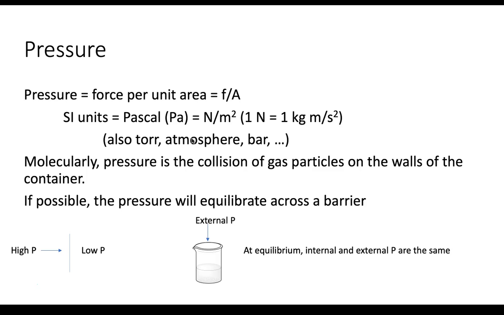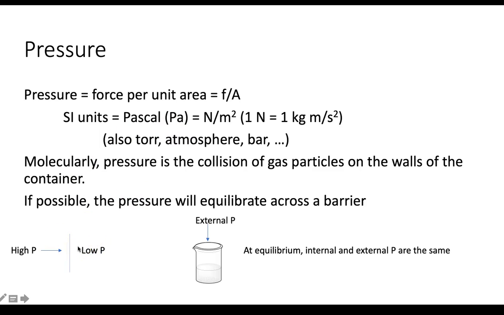So what does pressure mean molecularly? It's the gas particles colliding on the barriers, the walls of the container. So pressure is something you feel at a barrier. In all cases, if we're at equilibrium, we will not have pressure variance. If there is an ability for pressure to be exchanged across some barrier, it will be, until the pressure is exactly the same on both sides. So I show high pressure versus low pressure.